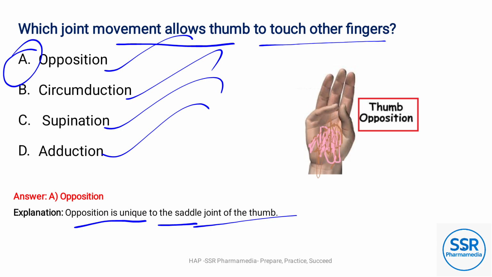Which movement allows the thumb to touch each finger? The thumb is used to touch each finger. It is called opposition.